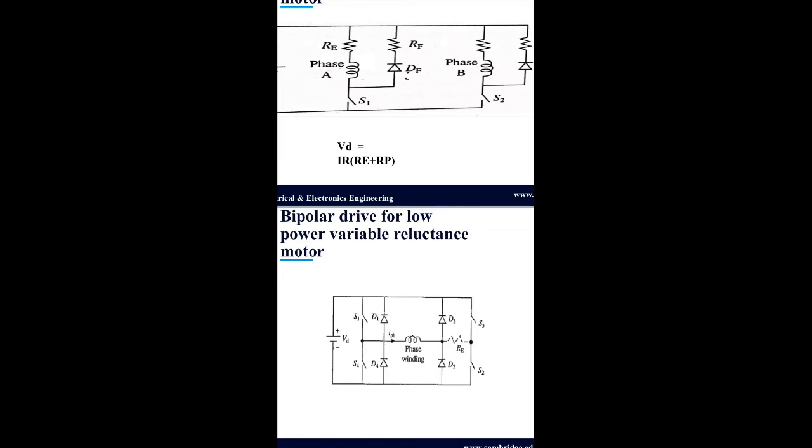When it exceeds the rated current by a prescribed amount, S1 is turned off. The phase current freewheels through S2 and diode D4. After a fixed interval, S1 is turned on again. Thus, phase current fluctuates around the rated value IR. When the phase is to be de-energized, both S1 and S2 are turned off. Winding current flows through the path consisting of D3, source Vd, and D4. Phase current decays rapidly and energy stored in the winding inductance is recovered by the supply. This is the working of the bipolar drive for a low power variable reluctance motor.